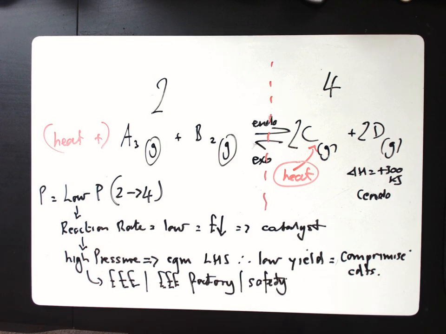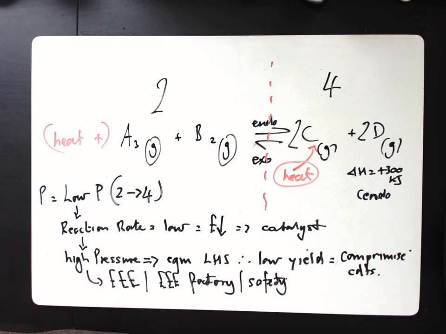Safety. If something blows up at high pressure, it blows up rather spectacularly. So your high pressure, whilst it might be brilliant, might give you a high yield, or might give you a high rate. It might also give you a high yield in some circumstances, not in this one, but it's expensive. Your factory setup is very expensive, and you have safety considerations.